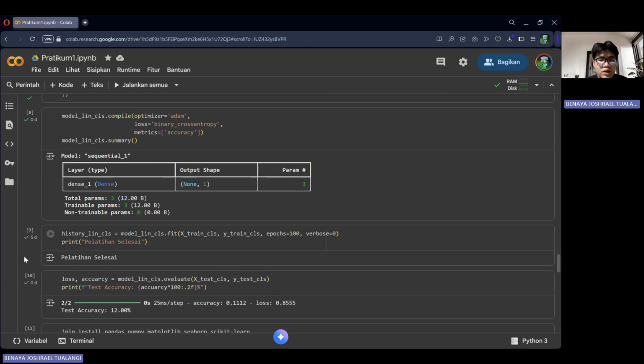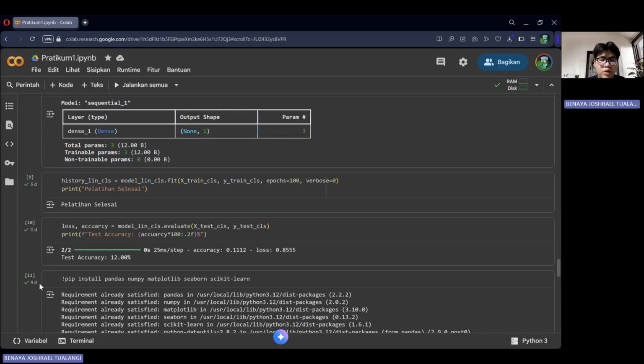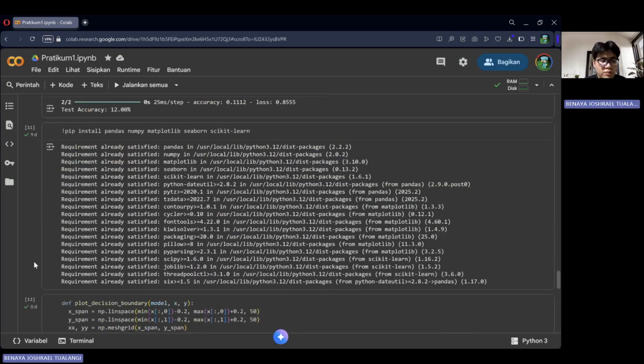Here we train the linear classification model for 100 epochs on the make_moons training data. Then we evaluate the model performance on the test data. The output here shows a very poor test accuracy of only 12.00%. This confirms that a simple linear model, which essentially draws a single straight line, is incapable of solving a nonlinear problem. We're going to skip this part.